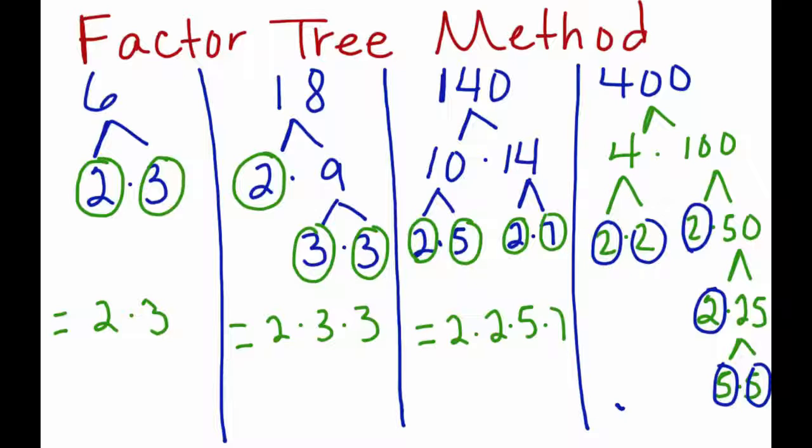And so my prime factorization for 400, how many 2's do I have here? 1, 2, 3, 4. So I put them all. 2, 2, 2, 2 times 5 times 5. And that is the factor tree method for prime factorization.